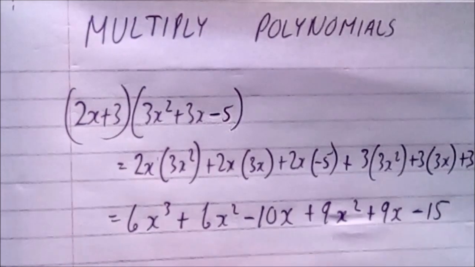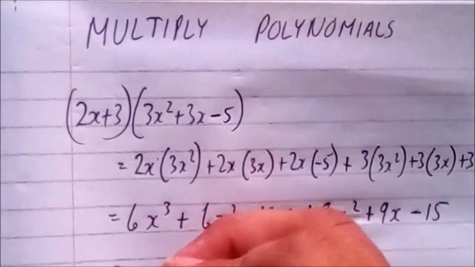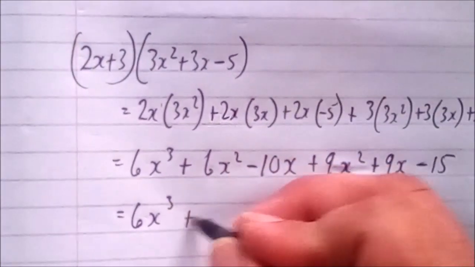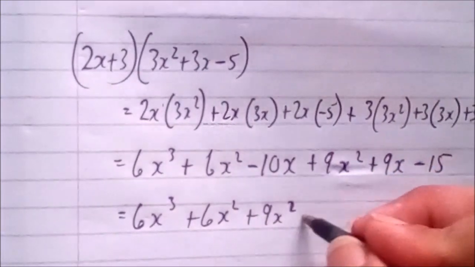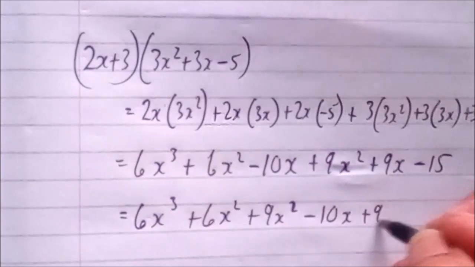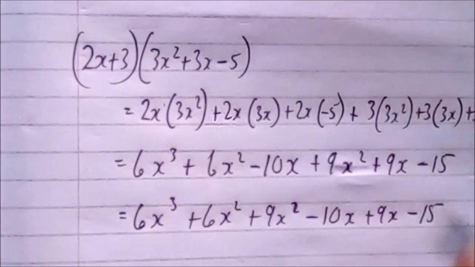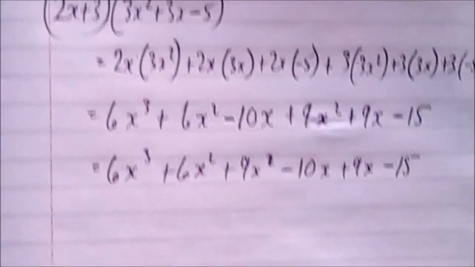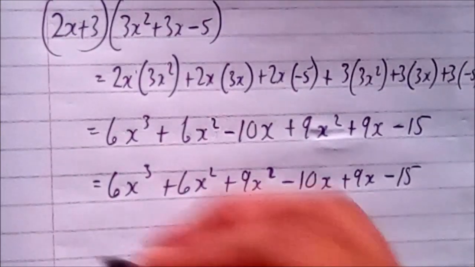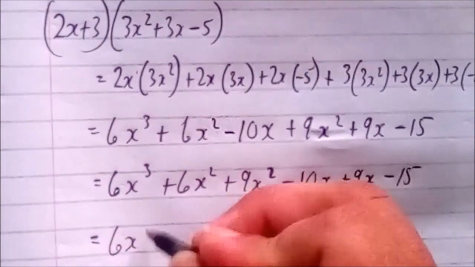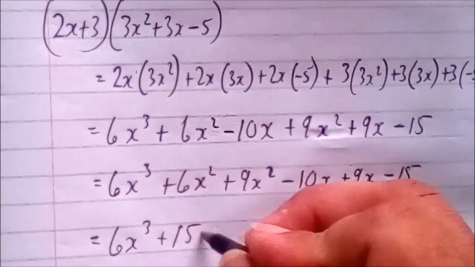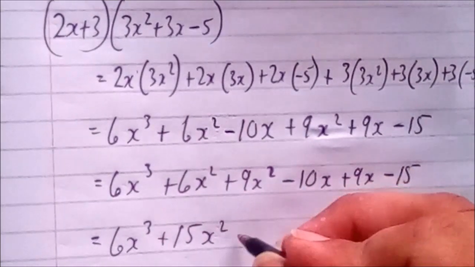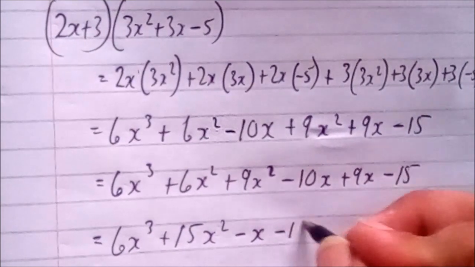Okay? Now we combine like terms, if we can, or group like terms. So 6x cubed plus 6x squared plus 9x squared minus 10x plus 9x minus 15. Notice how we group those like terms, all right? This makes it much easier for us to work with. So the last step will be 6x cubed, 6x squared plus 9x, that will give us 15x squared, negative 10x plus 9x, negative x, minus 15.